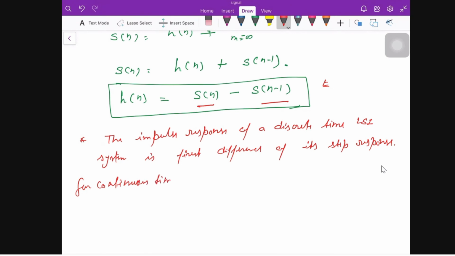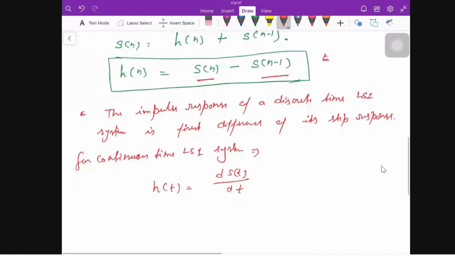Same thing if I talk about the continuous time LSI system. For that, ht I'm just writing directly: that will be the differentiation of st, dst by dt, and your step response st is the integral from minus infinity to t of h tau d tau.